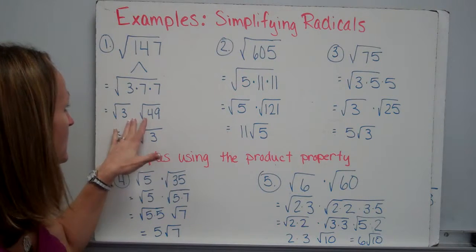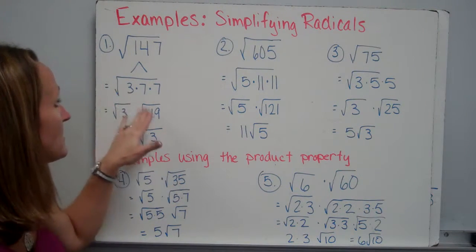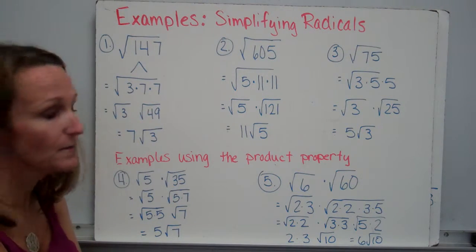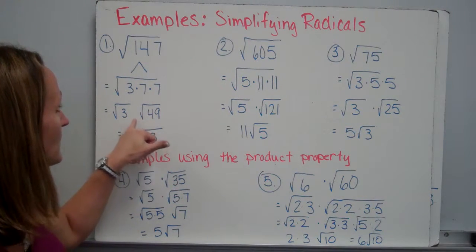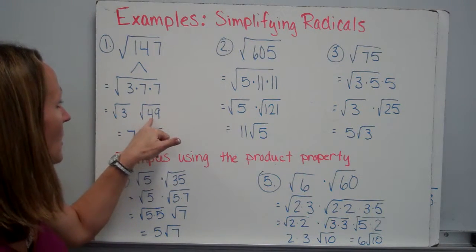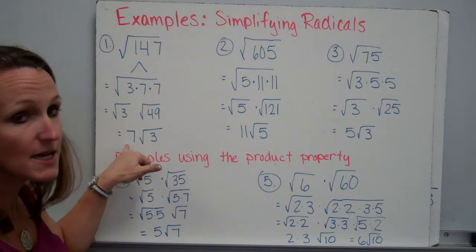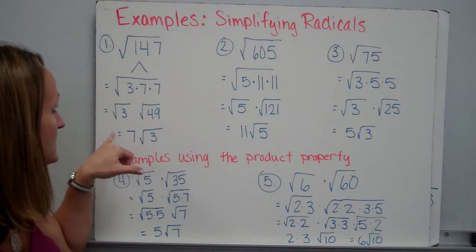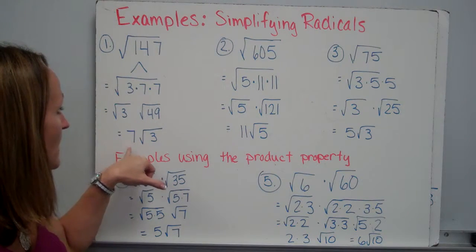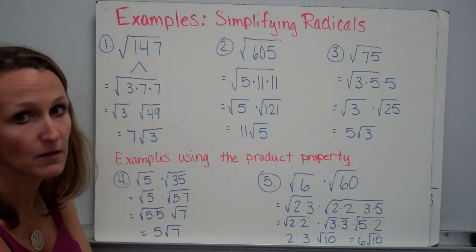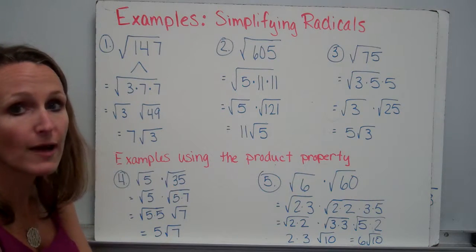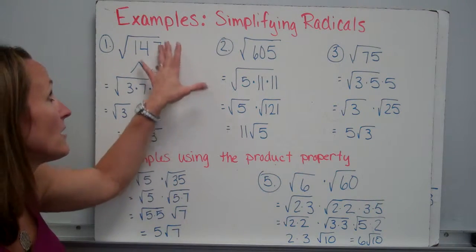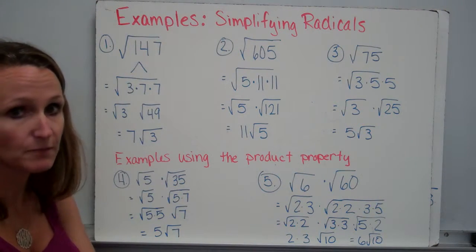So I've rewritten it here as square root of 3 times the square root of 49. I went ahead and got rid of my radical and brought out my 7. Notice again, just like in the one before, I put my non-radical number in front so that I said my answer is 7 square roots of 3. No calculator is needed, provided you can figure out what your factors of 147 are.